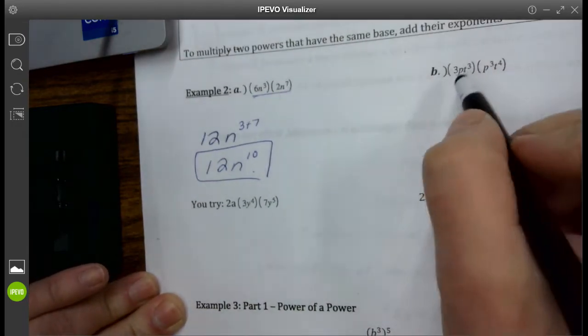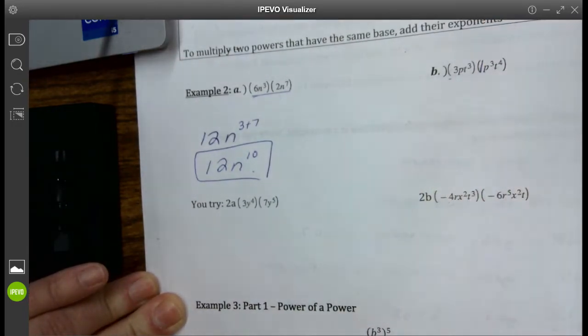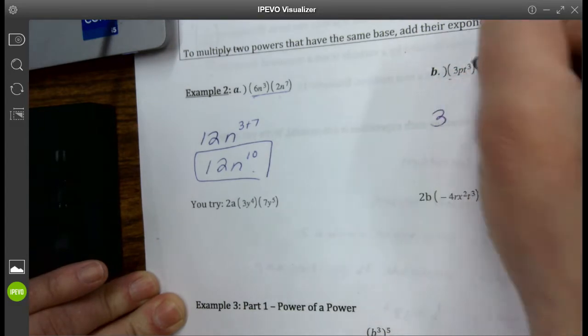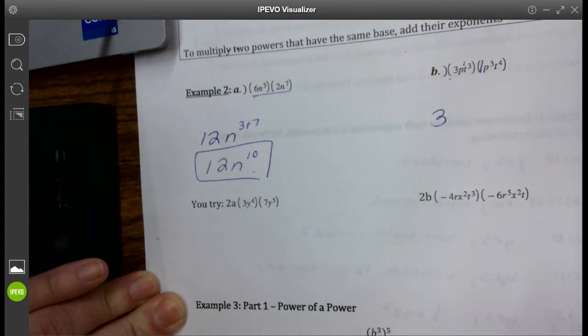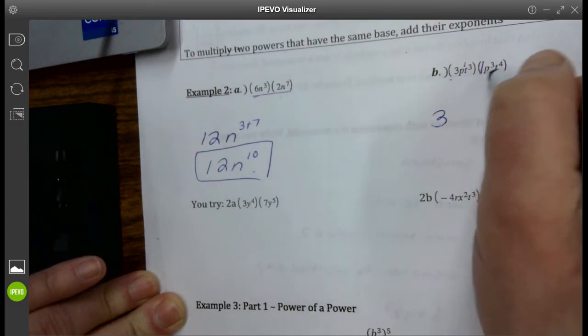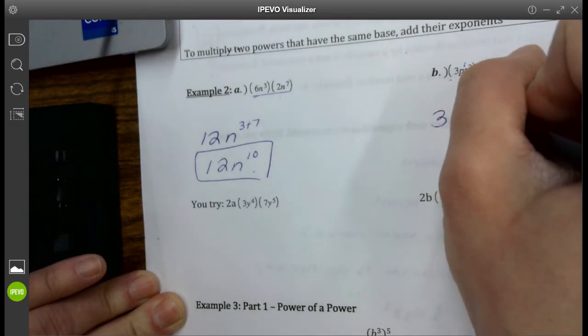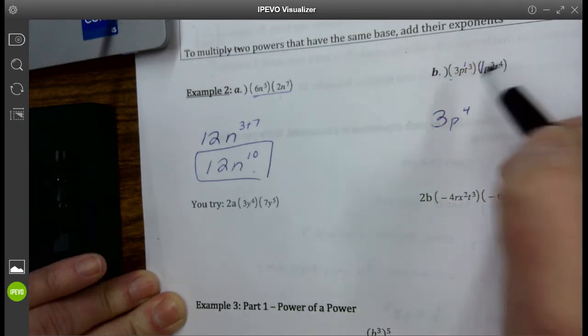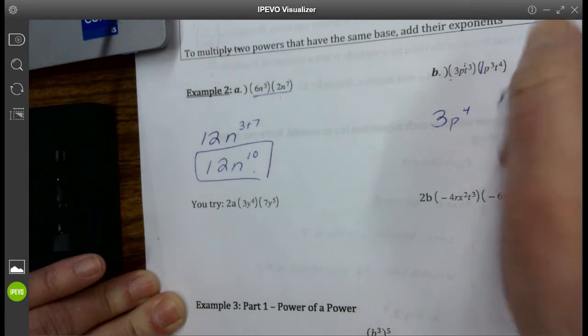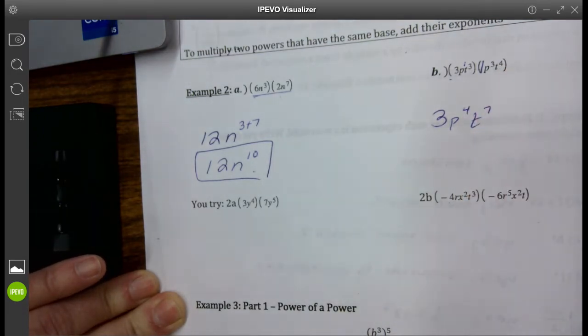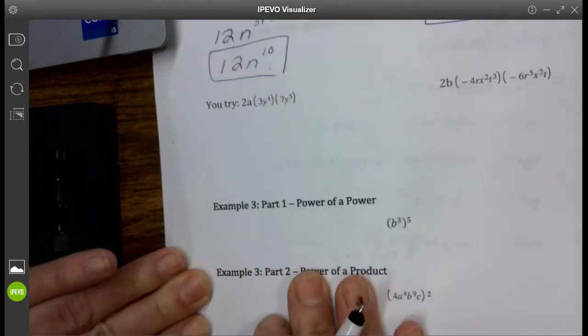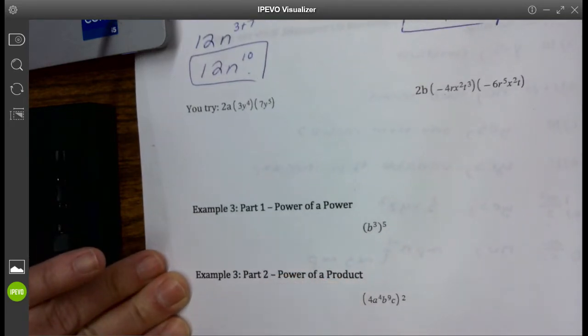Okay, the next one, 3 times 1 is 3. P to the first, I make every variable have an exponent. P to the first, P to the third is P to the fourth, because we're adding our exponents. And T to the third and T to the fourth is T to the seventh. You can show the addition, or you can simply write it as is. Okay, I want you to pause the video and try 2A and 2B.